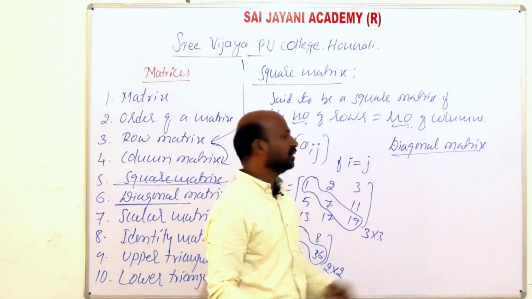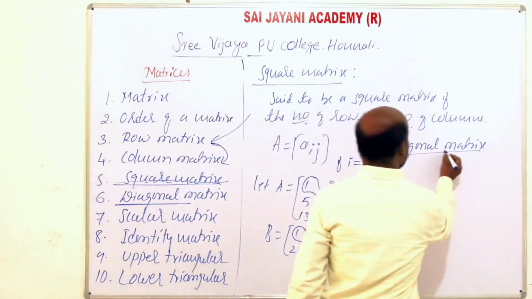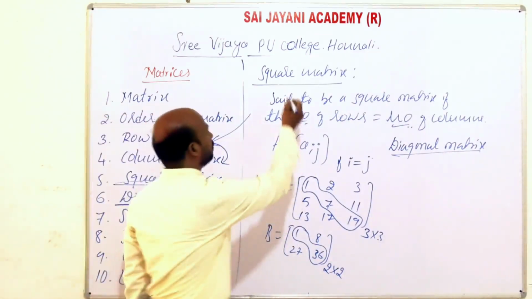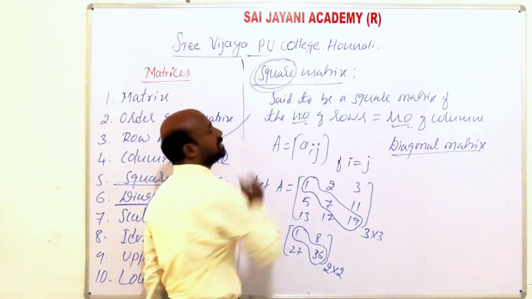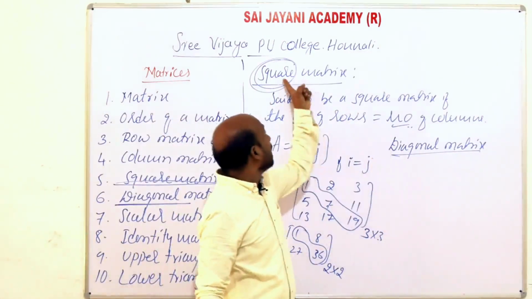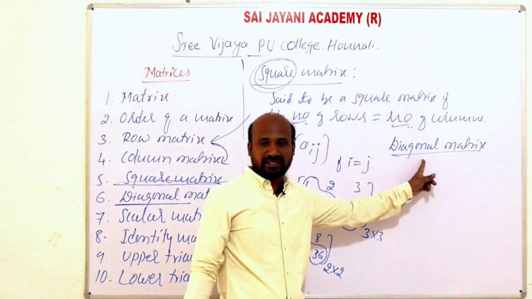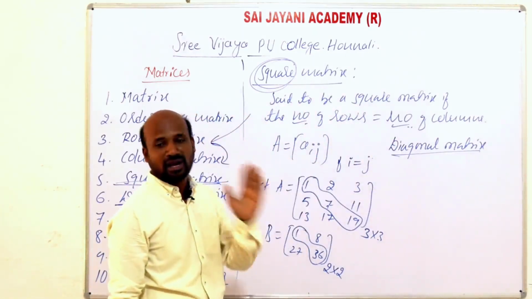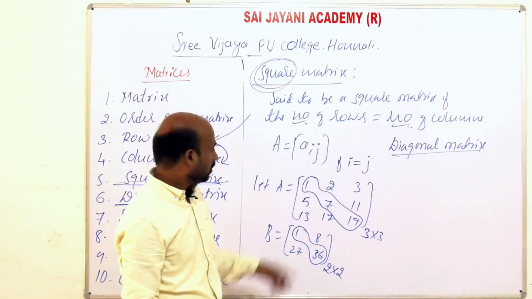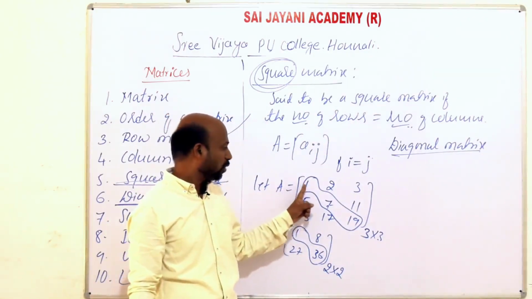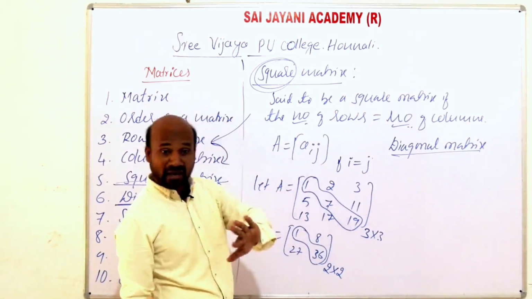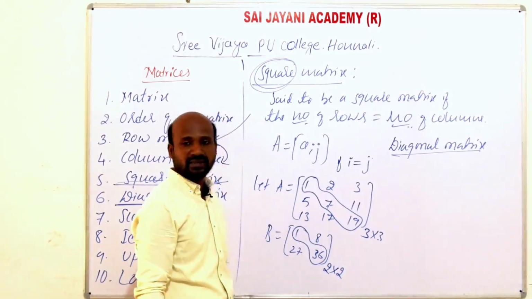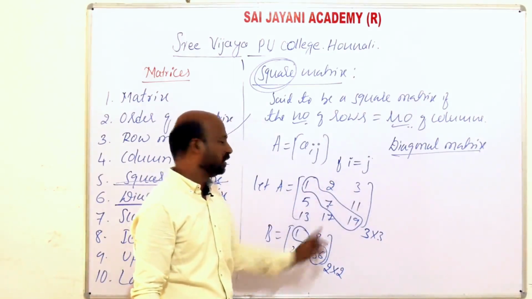So now we shall define diagonal matrix. To define a diagonal matrix, it must be a square matrix. Okay, a square matrix is said to be a diagonal matrix if all the non-diagonal elements are zeros. So here the diagonal elements are 1, 7, and 19. Non-diagonal elements are 2, 3, 11, 5, 13 and 17. These non-diagonal elements must be zeros.